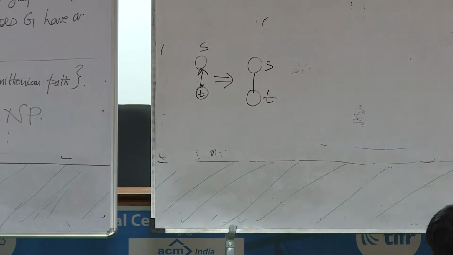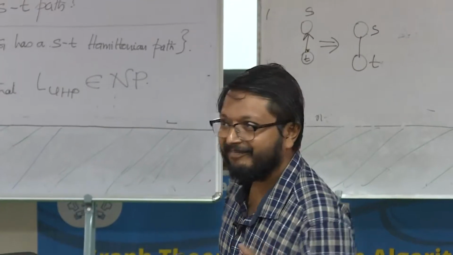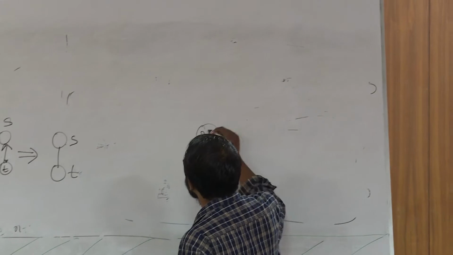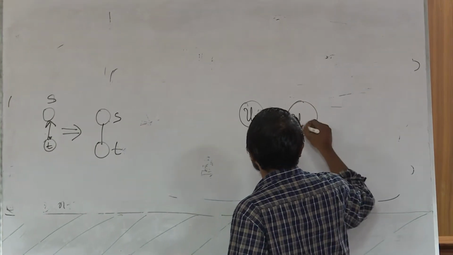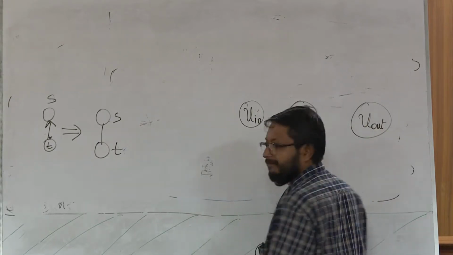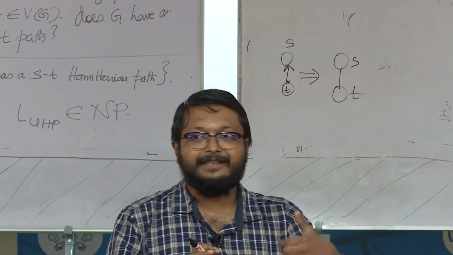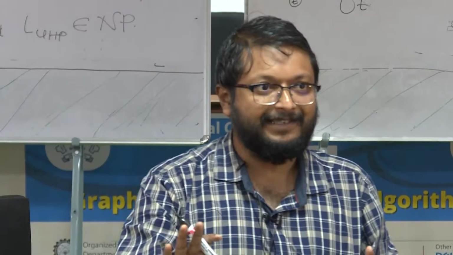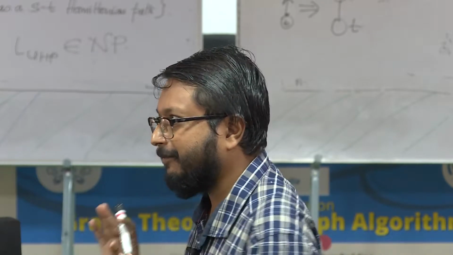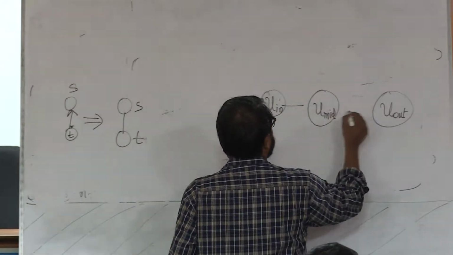So how to simulate a directed graph with the undirected graph? I will give you a technique. For each vertex, put 3 vertices. See, in a directed graph there is a notion of an incoming edge and an outgoing edge, right? For an undirected graph, there is no such notion. So what I do is I put 3 vertices for each vertex: an in vertex, a mid vertex, and an out vertex.